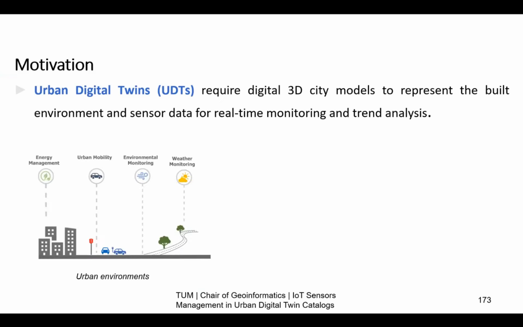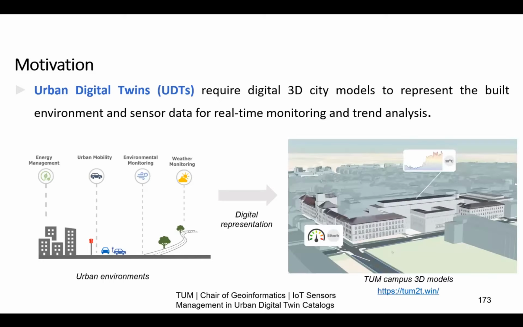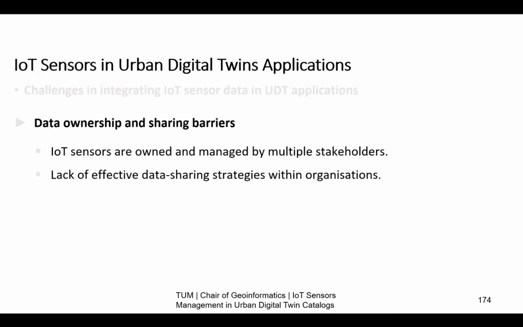As you all know, to create UDTs, you need 3D models to represent the physical environment. On the other hand, you need sensor data for real-time monitoring and also for trend analysis. This sensor data comes from different domains, like the energy domain, mobility, and environmental monitoring and so forth. With this, you can monitor your city either in real time, or you could also do some trend analysis. But there are some challenges when it comes to integrating sensor data into urban digital twins.